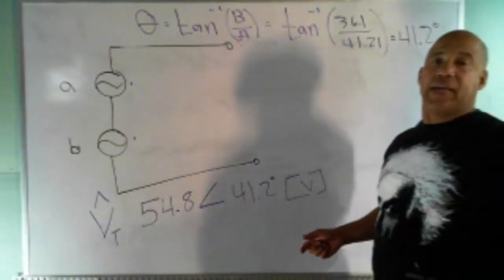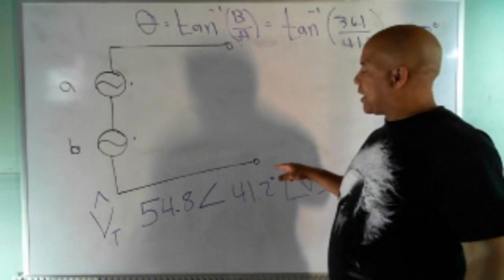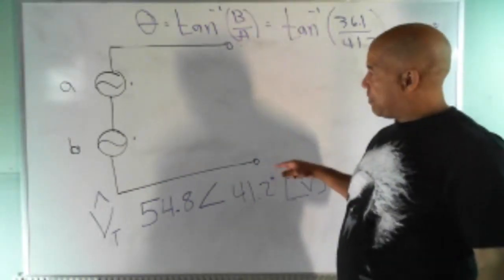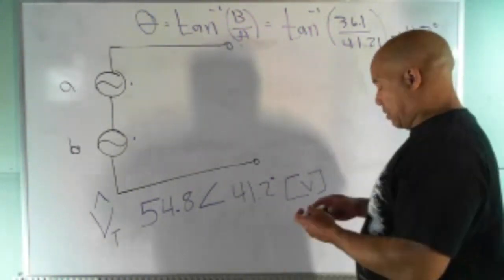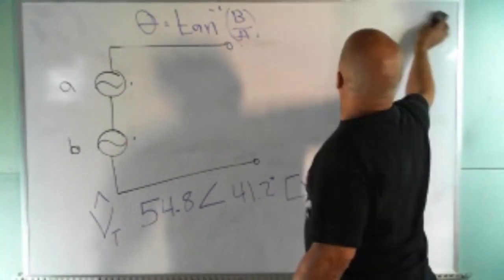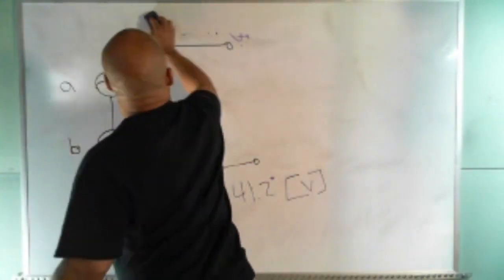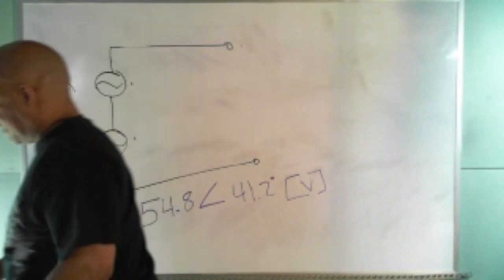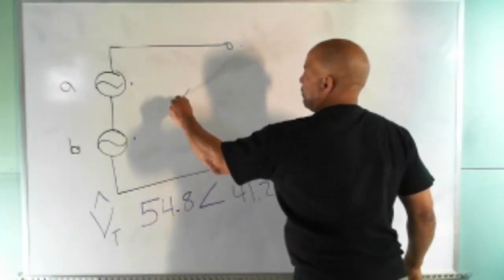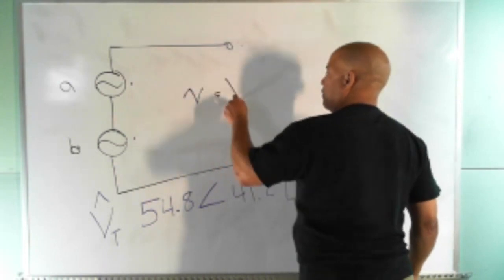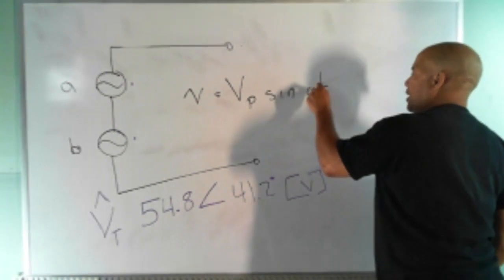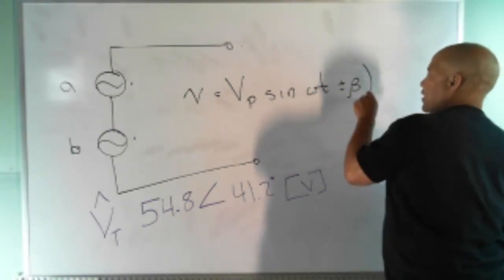Now they didn't ask us to do this, but how would I convert this back to time domain? What would I do? Anybody? Let's just do it for fun. So to have it in time domain, I need to express it like this: V equals VP sine omega t plus or minus the phase angle.